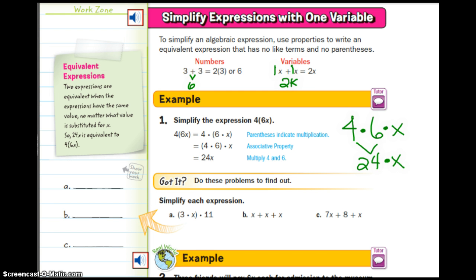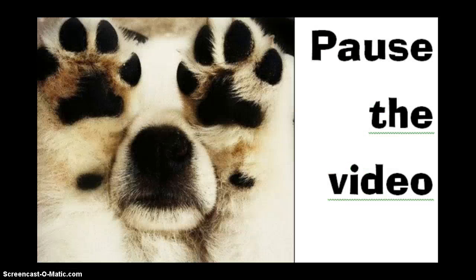And again, I want it in the form of coefficient variable, so I'm going to get rid of that dot and just call it 24x, because the dot we call the invisible operation, which in algebra we do not show. So 24 times x becomes 24x. Alright, now it's your turn. Simplify these expressions. Pause the video.